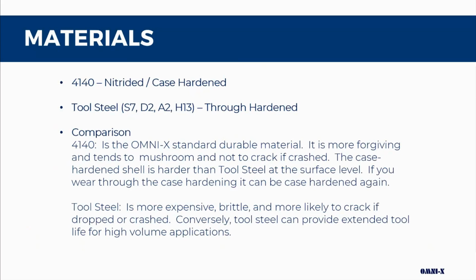Tool steel is comparatively more expensive, more brittle, and more likely to crack if dropped or crashed. Conversely, compared with 4140 nitrided, tool steel can provide extended tool life for high volume applications.